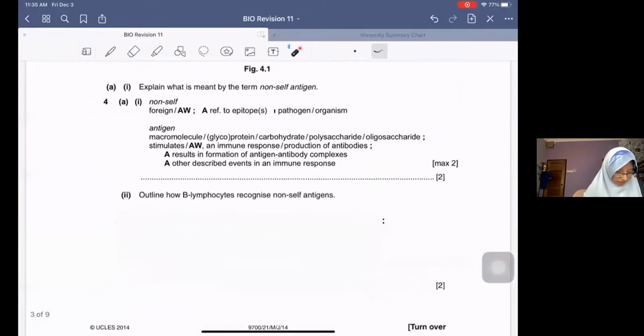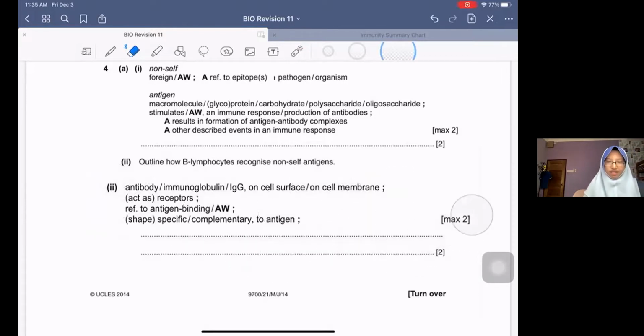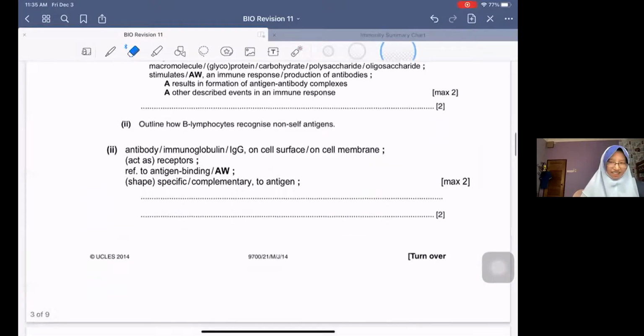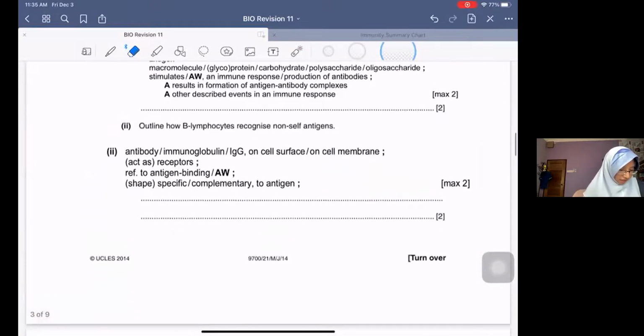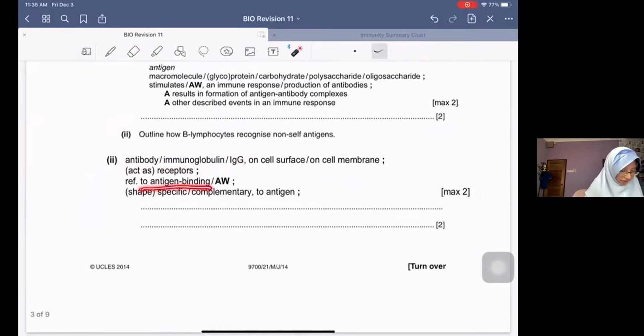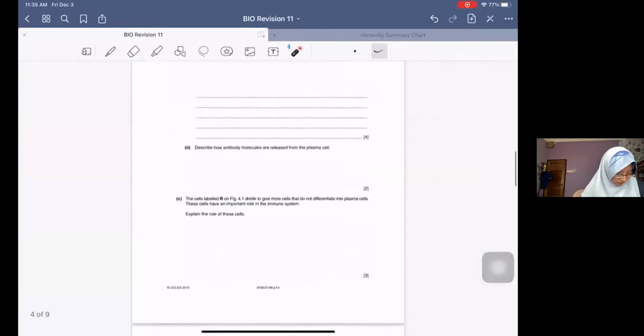So outline how B lymphocytes recognize non-self antigens. Am I going a bit too fast? I'm sorry, I have to do this under 30 minutes. So outline how B lymphocytes recognize non-self antigens. So antibody, immunoglobulin, antibodies bind to the antigen. And you have to mention that they are specific and complementary. Otherwise, how else are they going to bind? So I think I can just skip this question.